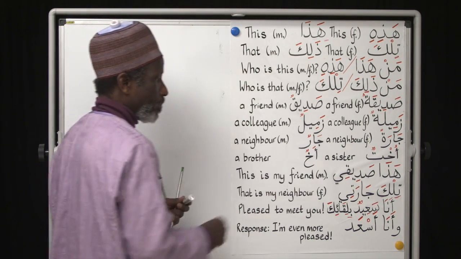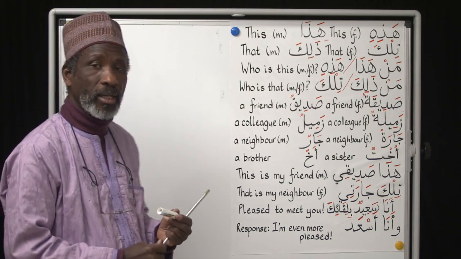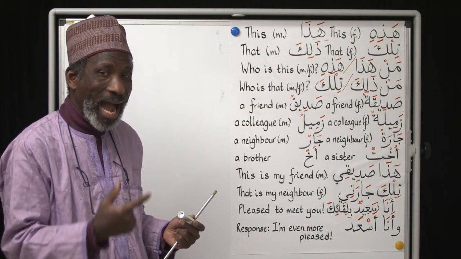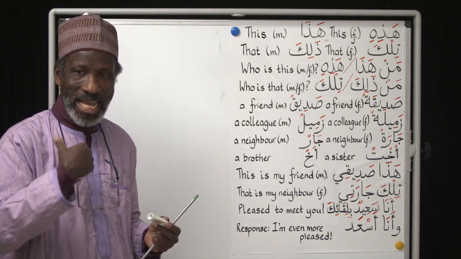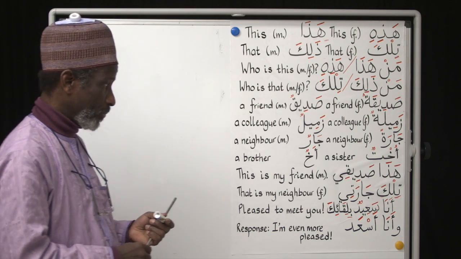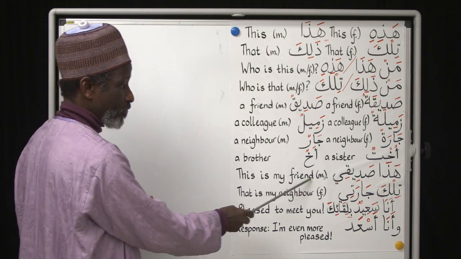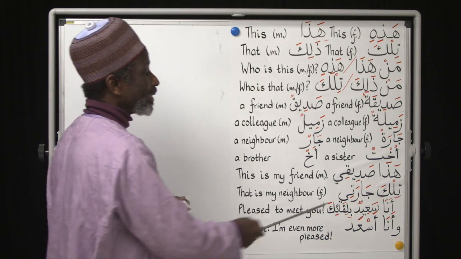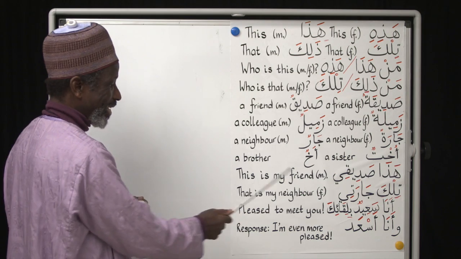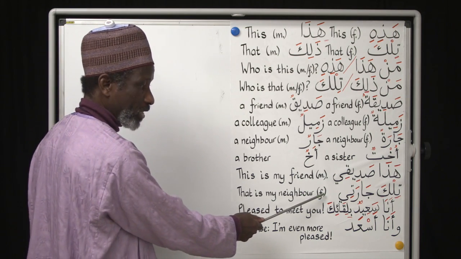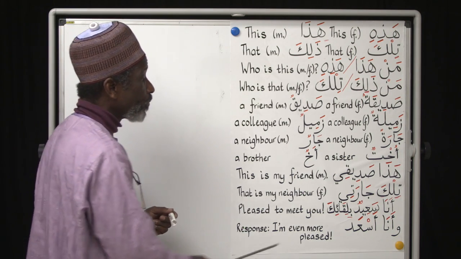Akhun, that's a brother. Again, the same system. Add i at the end. Akhi, my brother. So haadhaa sadiqi. This is my friend. That's a male friend. Tilka jarati. That is my neighbor. That's feminine. That's female neighbor.